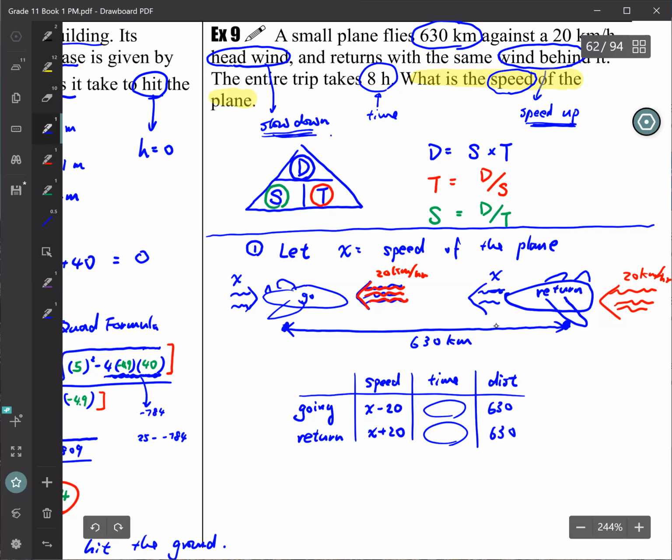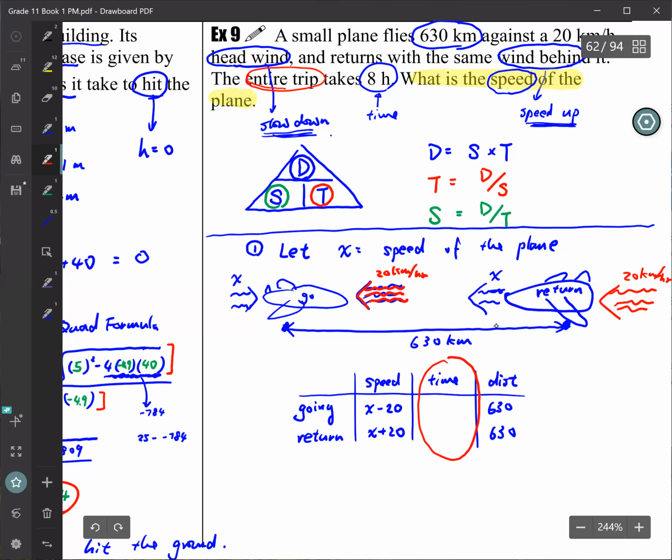Now for the 8 hours. The 8 hours is for the entire trip. I hope you caught that. Entire trip means going and return together. So that's why I cannot put in 8 here. Then that would be wrong, because it doesn't match what it's saying in the question. So the time is a mystery now. I'd like you to circle that. This is the last column.